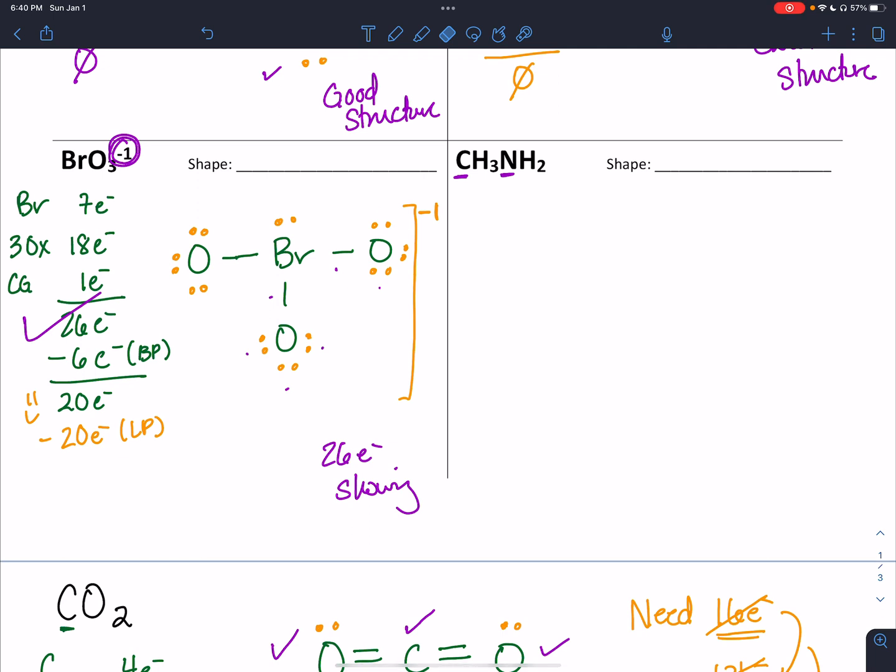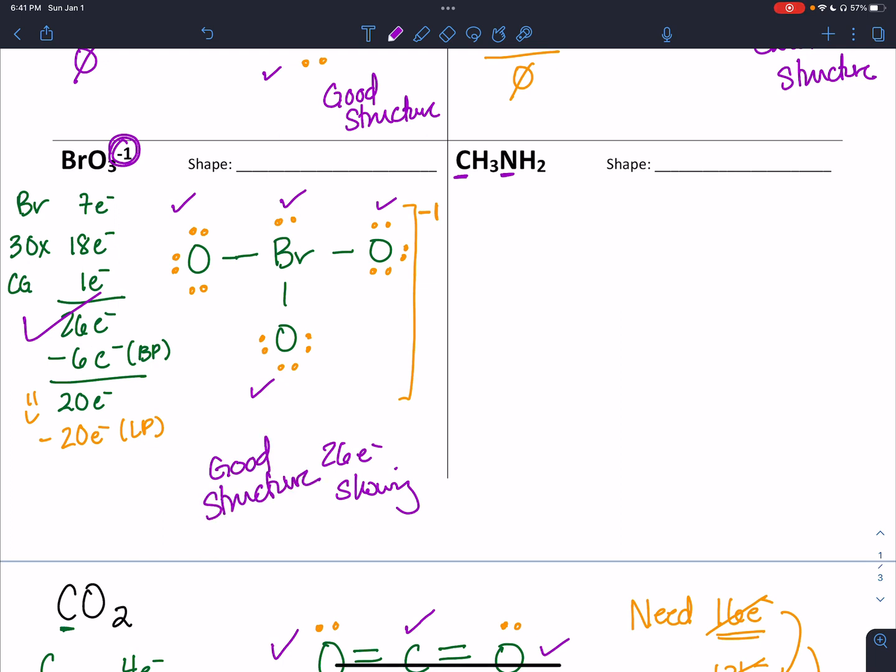Sorry about that. All right, and if we look at each oxygen, they have 3 lone pairs and they have 1 bond. So that's going to be 8 electrons for each oxygen. And then the bromine has 3 bonds rather, and 1 lone pair, which is also 8. All right, so this is going to be a good structure.